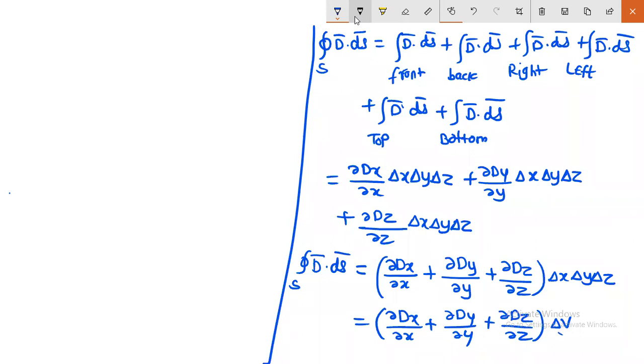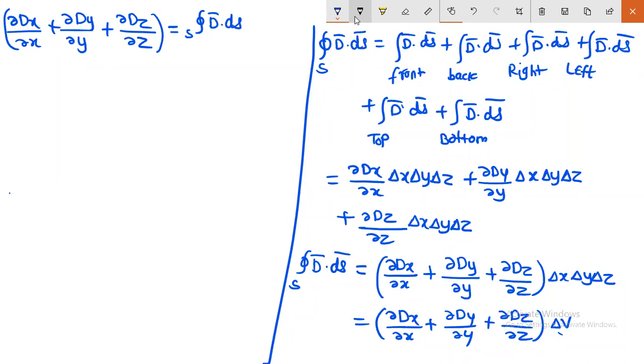By dividing by delta v, or taking the limit, the remaining term will be del Dx by del x plus del Dy by del y plus del Dz by del z, which is equal to the closed surface integral of D bar dot dS bar, and we are dividing here by delta v.